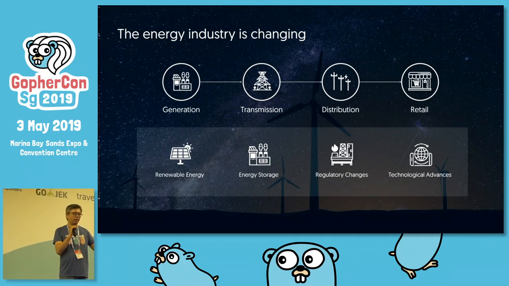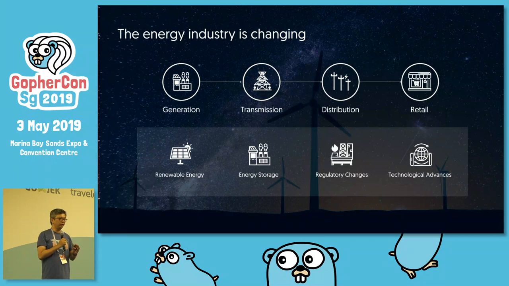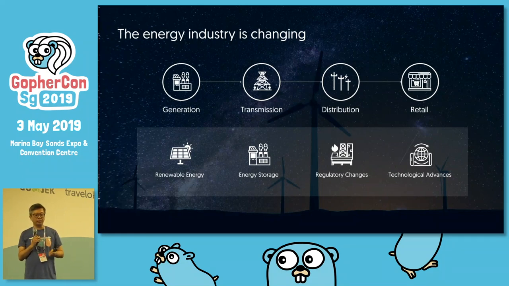In the days where you have generation, then transmission, distribution, and retail, that's what is current in many countries. But this landscape is really changing. There are a lot of things that are up and coming, things like renewable energy. We're talking about solar panels, in Singapore and in many parts of the world, but also wind turbines, hydro, and so on. This is really changing the landscape of the energy industry. Energy storage systems, where in the past electricity, once it's been generated, has to be consumed, have changed a lot as well.